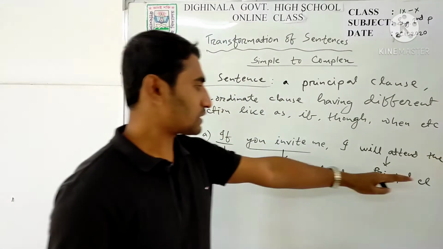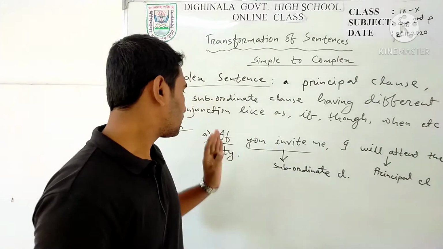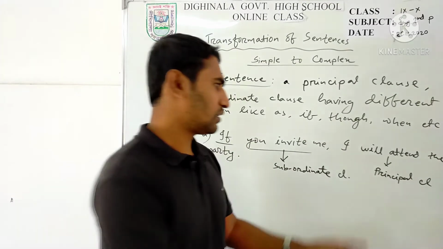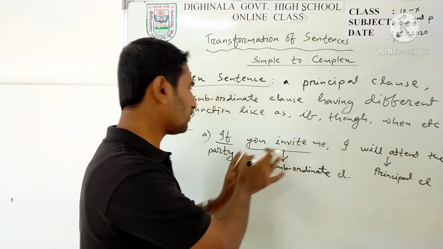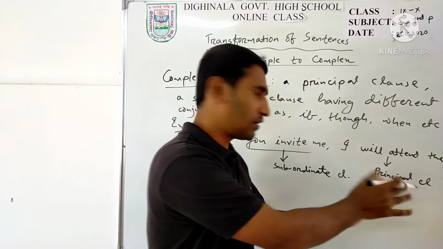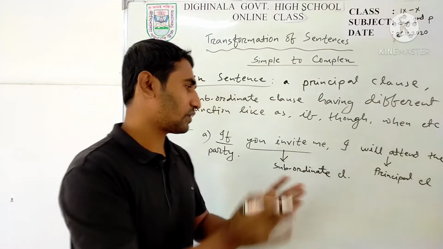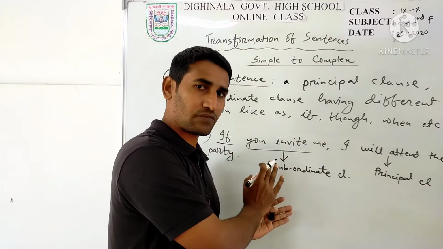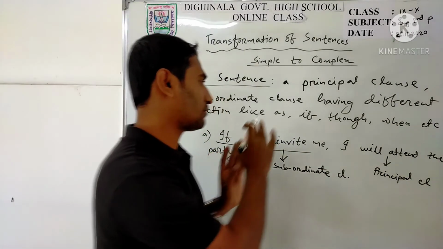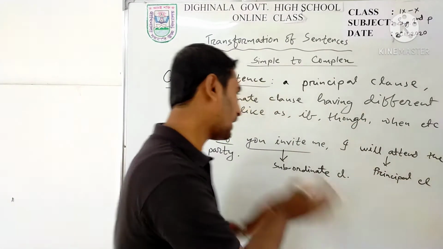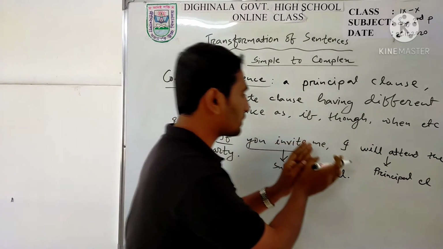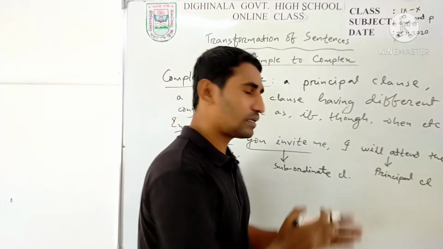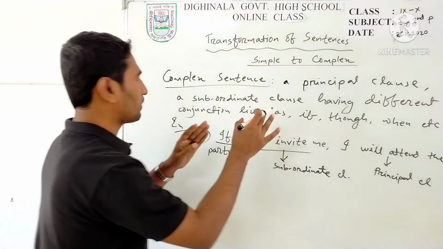But in case of principal clause, if I say I will attend the party, ami party te ongshogon korbo, it fulfills our expectation. So we don't need any help of subordinate clause for the meaning. So we can say this is principal clause. This principal clause can be set up in the very first portion of a sentence, and the subordinate clause can be set up in the later portion. In that case, the conjunction will be set in the middle portion without keeping any comma. So this is a complex sentence.